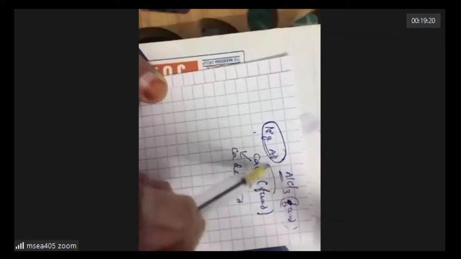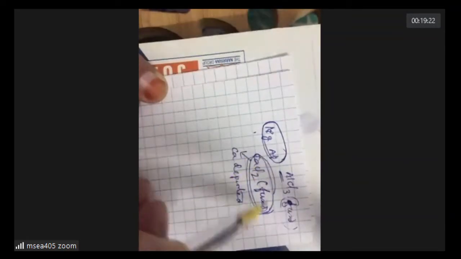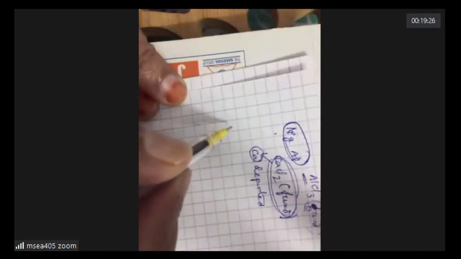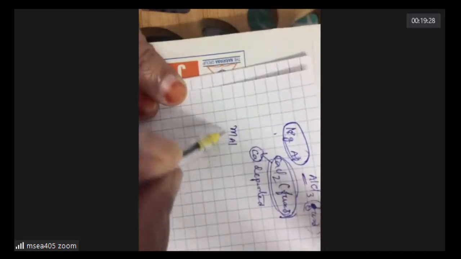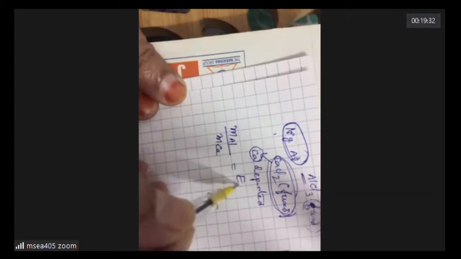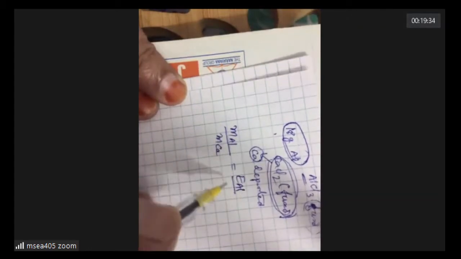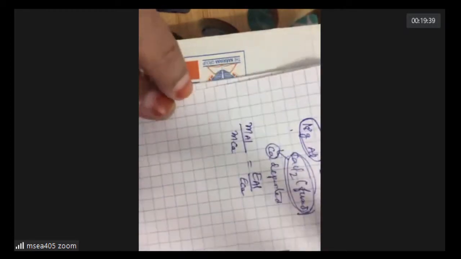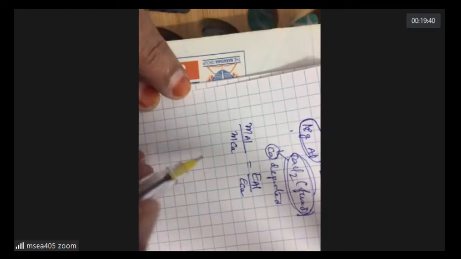Now the same amount of charge is passed through fused CaCl2. What mass of calcium is deposited? So mass of aluminum deposited by mass of calcium deposited is equal to equivalent weight of aluminum divided by equivalent weight of calcium. Any problem, sir? This is according to Faraday's second law.